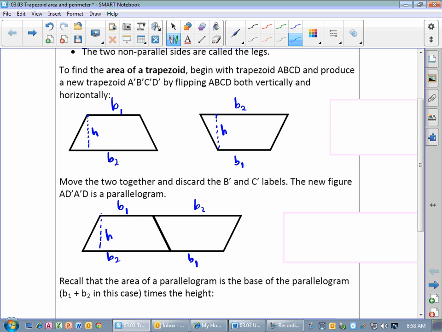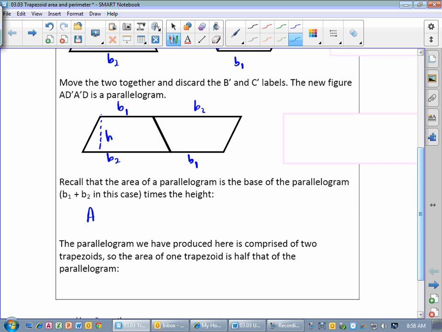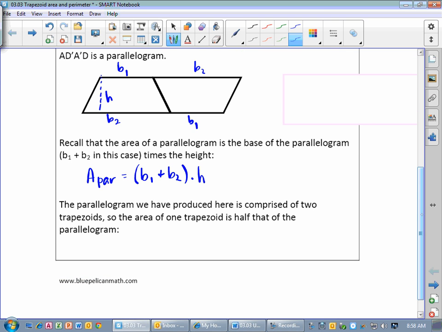Now, the area of a parallelogram is still base times height. But the base of this parallelogram is both of these bases put together, base 1 plus base 2. And so the area of this parallelogram, I'll just say A sub par, would be base 1 plus base 2 times the height. But there's two of them. The parallelogram is actually two of our trapezoids. So one of our trapezoids would be half of this. So the area of any trapezoid is 1/2 base 1 plus base 2 times the height. So this is the formula we're going to be working with today for area.